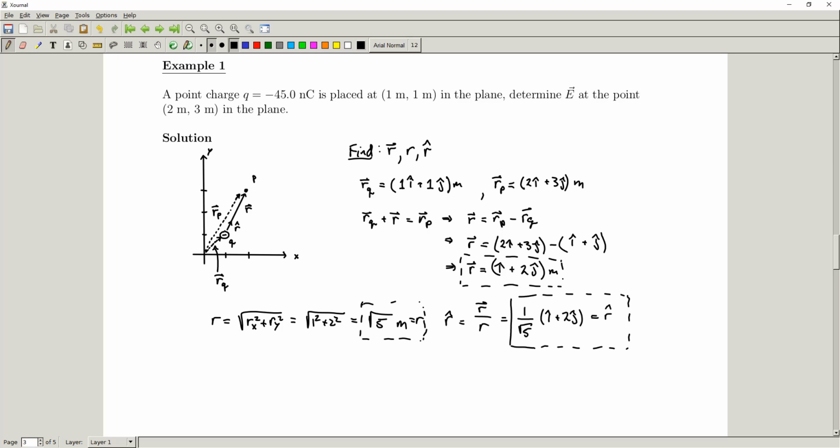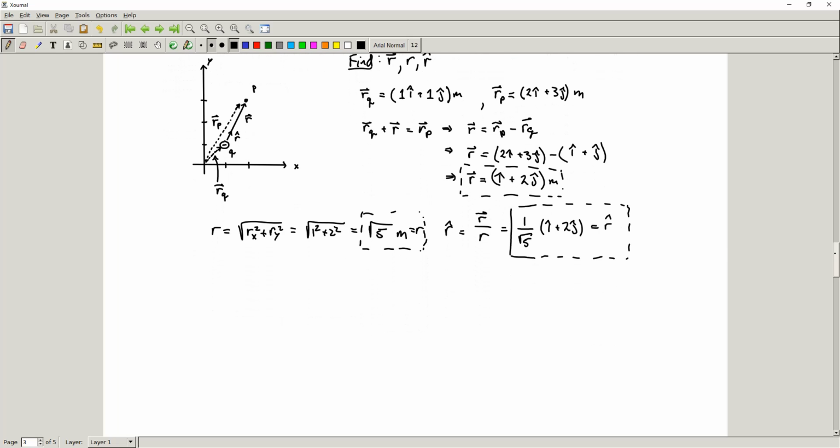Okay, and so now we're kind of ready to calculate what the electric field at the point P is. Let's write down the expression that we want to work with. So we just saw above that we define our electric field in these terms. So this is k q over our magnitude r squared, and it points in the r hat direction, right?